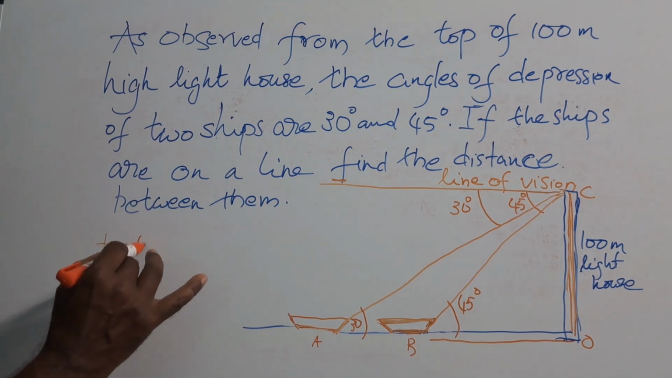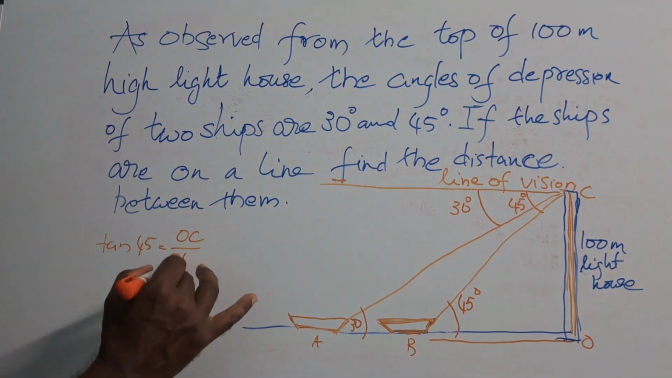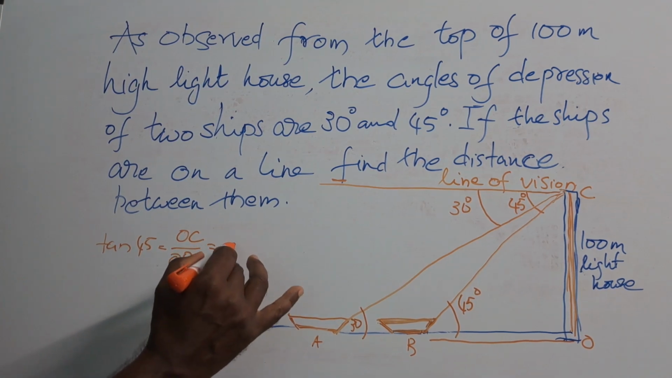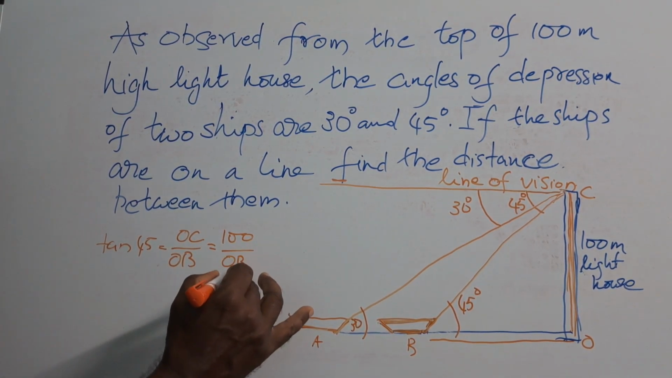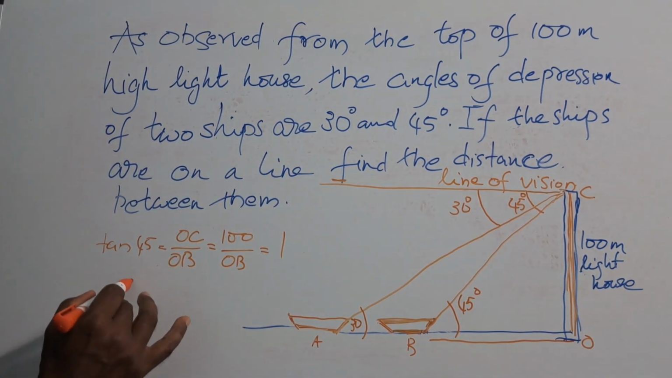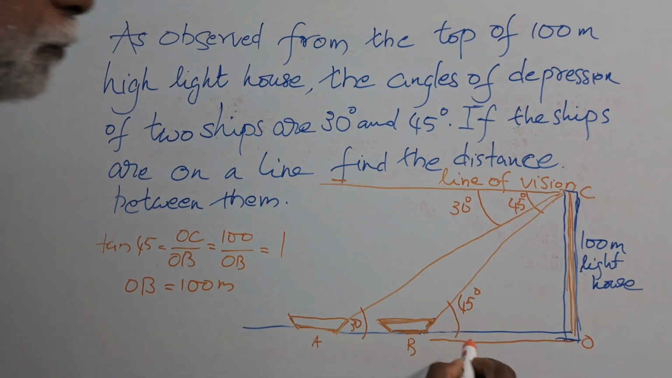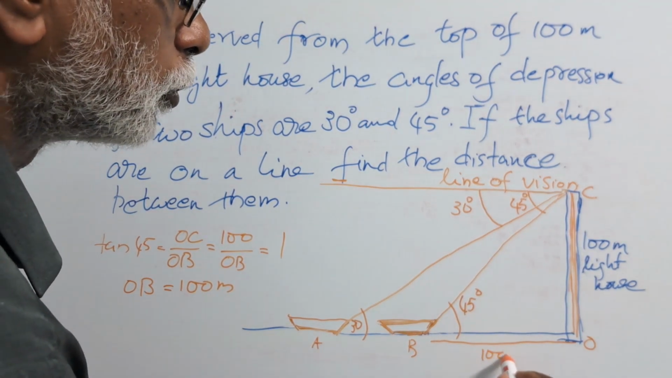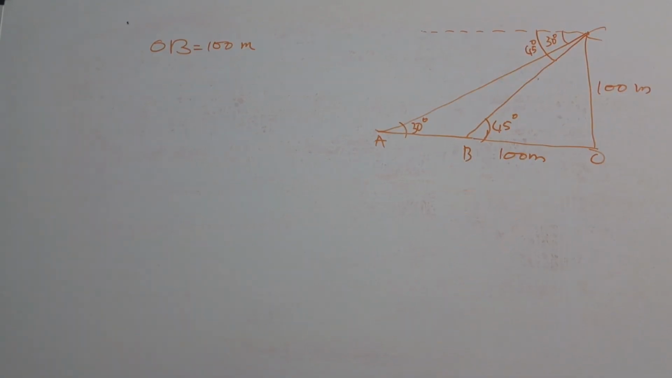Tan 45 is equal to OC by OB, is equal to 100 by OB, is equal to 1. By cross multiplication, you get OB equals 100 meter. This is also 100 meter. And we have seen OB is equal to 100 meter.